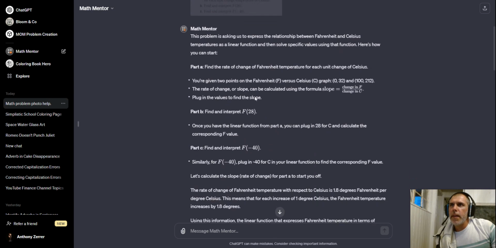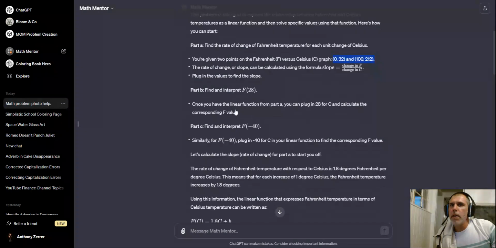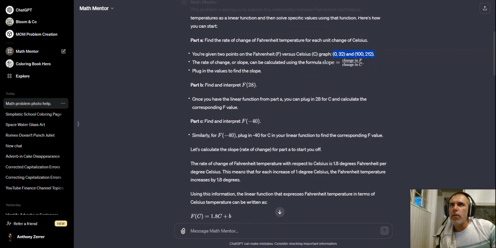So it's now reading it. Okay, it's asking us to do all this stuff, whatever. And then, oh, here it goes. You're given 2 points, and it finds, hey, 0, 32 and 100, 212. That comes right from the problem here. And it says, well, the formula for slope is change in Fahrenheit divided by change in Celsius. So it actually didn't find the slope, but close enough.